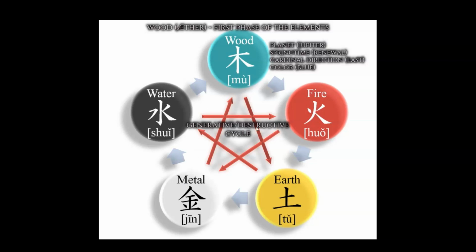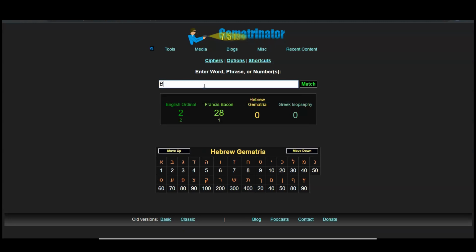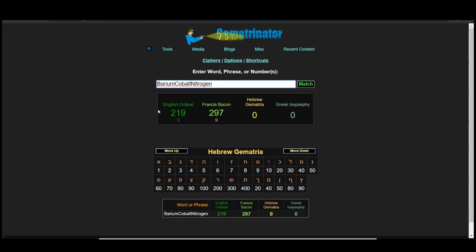And the reason I'm showing you the Chinese version here is that we're in the Chinese year of the pig. And I want to show you some interesting gematria with some elements here. I'm going to spell out three elements here. We're in the year of the pig, so I have bacon written up here, but I'm going to finish this out with the elements that they represent: barium, cobalt, and nitrogen. And you can see that sums to 219. I'm going to be showing you guys this 219 as we go along here.